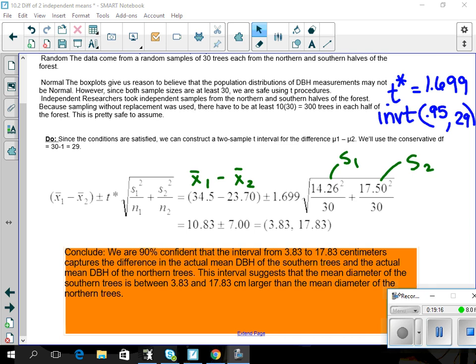Not a whole lot different. It's just that we have some new formulas to worry about. And the formulas that we have to worry about are all with standard deviation. Right? They're the new ones. Justin.